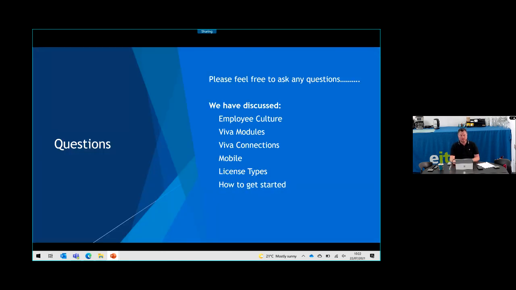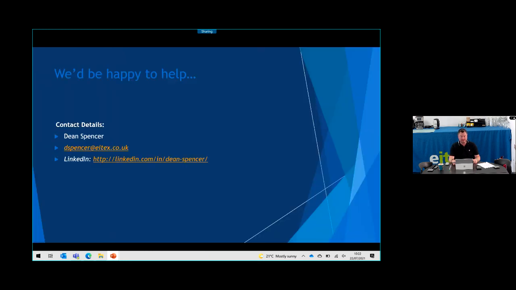So just to summarize what we've spoken about today, we spoke about employee culture and the challenges to your organizations. We spoke about the 4 Viva modules, the learning, the insights, topics, and of course connections, which we've gone through today. We showed you the mobile app as well, the license types, and how to get started.